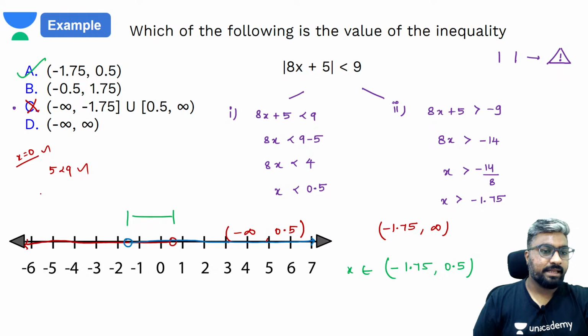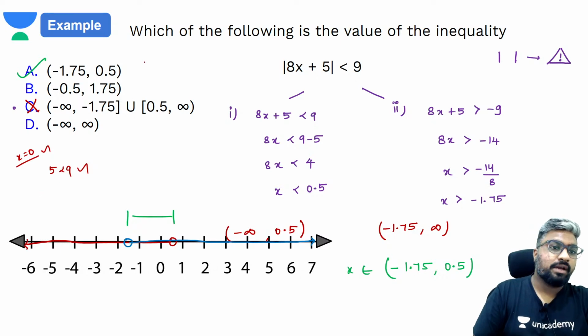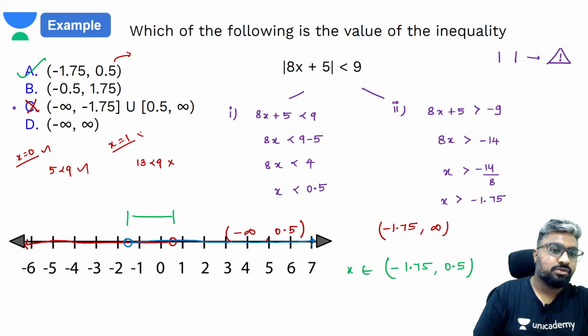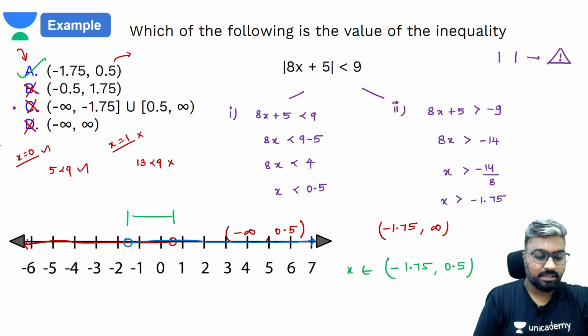Am I making this clear, guys? Next, what you can do is put up a value greater than 0.5. For example, x equal to 1. If I put in x equal to 1, what will happen? 8 into 1 is 8. 8 plus 5 is 13. Modulus 13 is 13. 13 is less than 9. This is not true. That means x equal to 1 must not satisfy. This has x equal to 1, eliminate. This has x equal to 1, eliminate. The only answer choice that stays is option A. Cool?